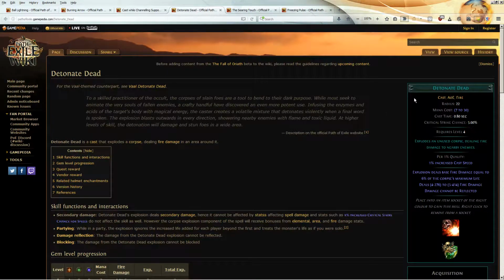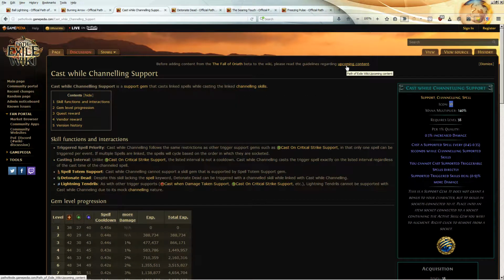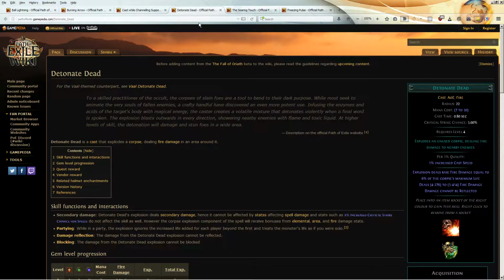But Detonate Dead, at the end of the day, is a spell, and you can test this very easily. If you equip Cruel Spelt, which disables spells, you cannot use this. You can test it by linking it to cast when channeling, or cast when damage taken, or cast on crit, and it will work 100%. Because it does not need the tag. Tag is not for that.